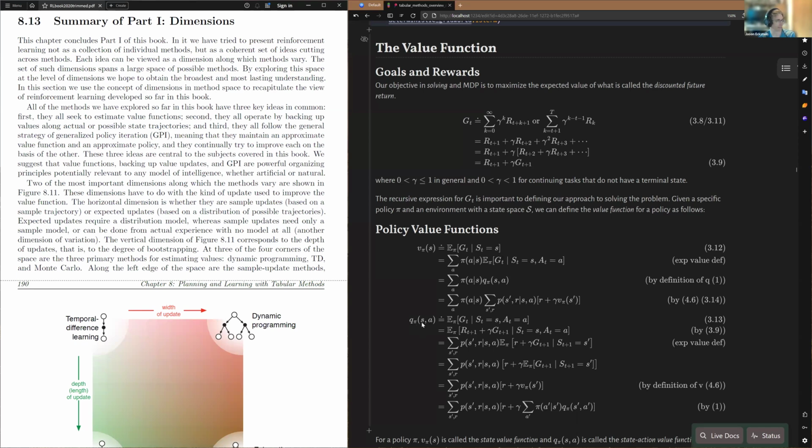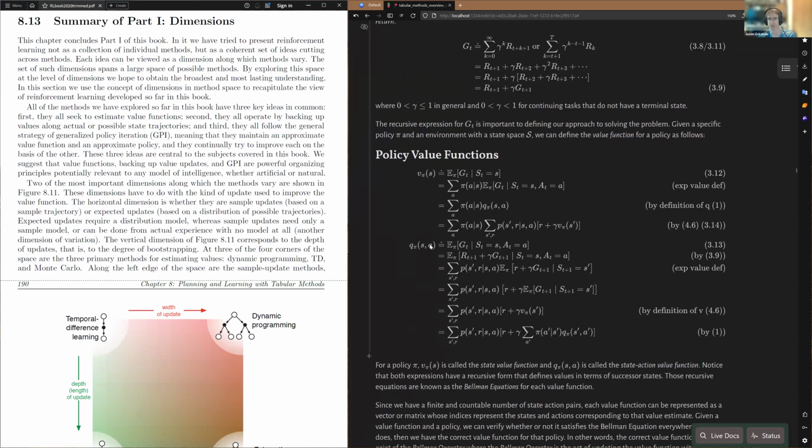And then the state action value function is very similar. The only difference is that we not only specify the state we're in, but we also specify the action. So we have a separate value for every action taken, but then future actions taken in the trajectory will be controlled by the policy. But the initial action from state S will always be defined ahead of time in the function.